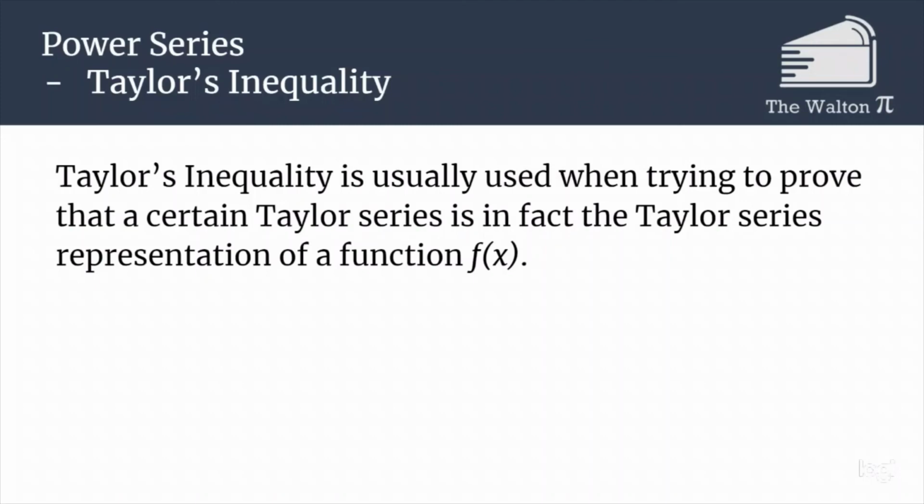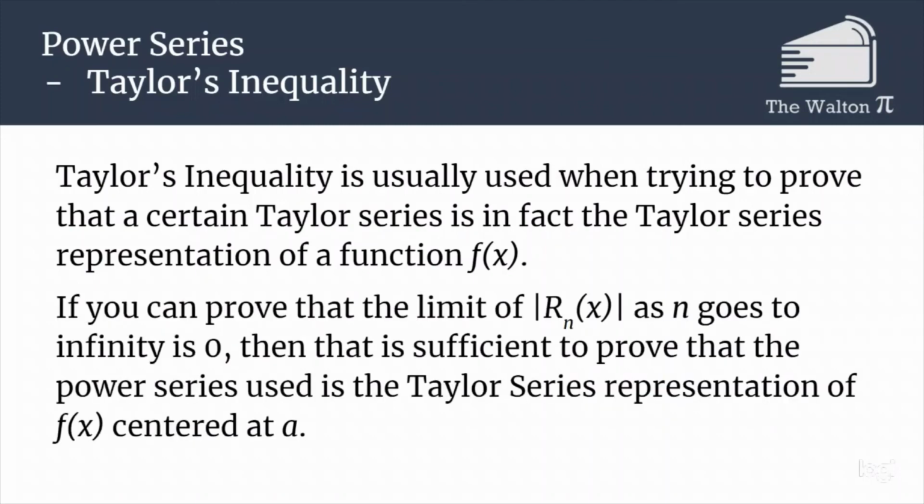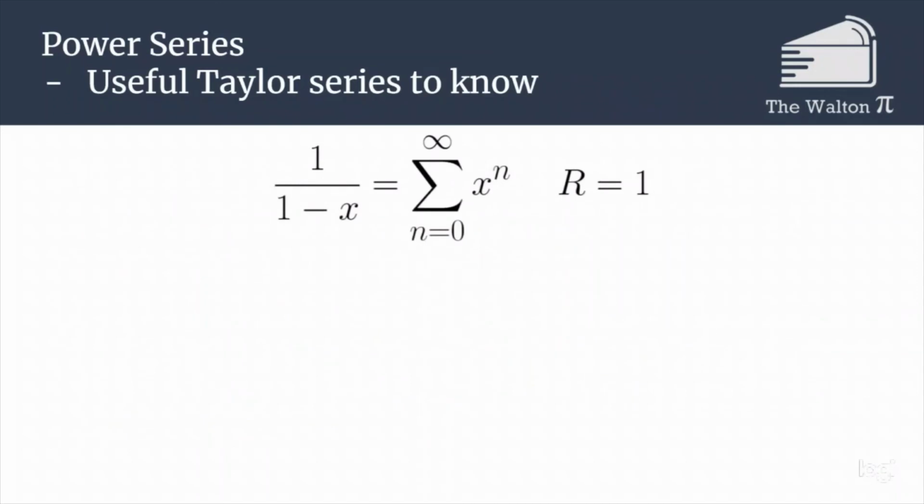So the way that we would use it is if we can prove that the limit of the absolute value of r sub n of x as n goes to infinity is 0, that is how we would prove the power series used is in fact the Taylor series representation of f of x centered at a. So now that we've covered all of those, let's just talk about 7 useful Taylor series to know.